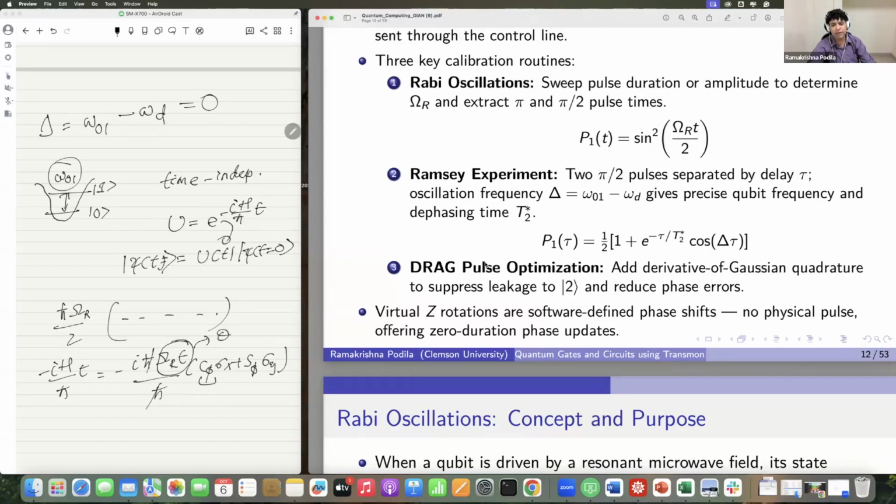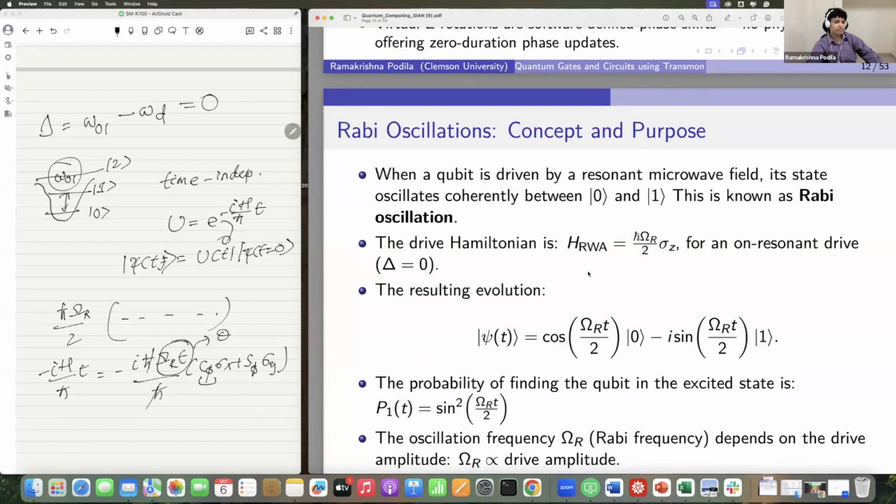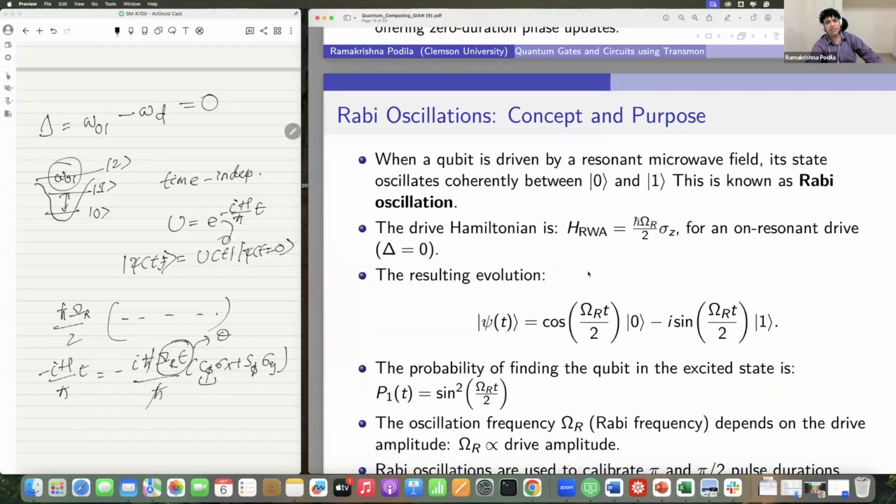And you could do something called derivative of Gaussian quadrature, which we will not look at in much detail, but this is to suppress the leakage to the second state. So we apply the pulse with a certain shape in order to reduce the leakage to 2. So let's look at these Rabi oscillations.